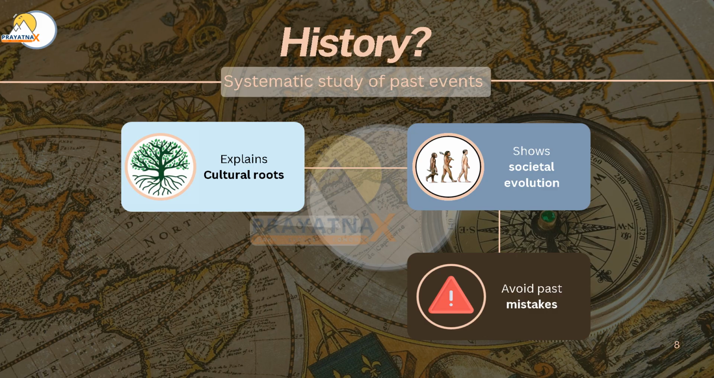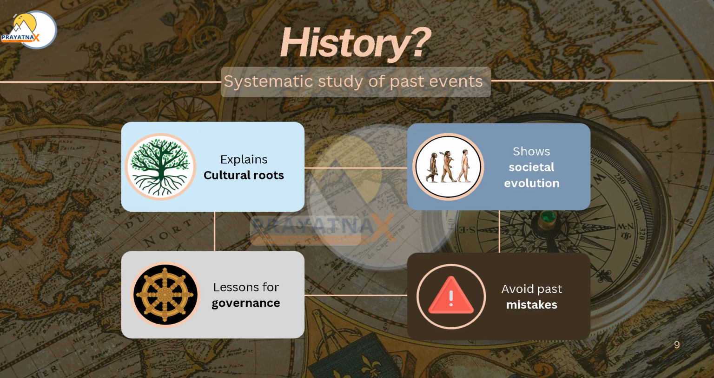Case in point being the Hiroshima Nagasaki incident. Then it helps us follow things which promote peace, harmony, and progress, such as evident in Ashoka's Dhamma, which basically promotes peace, harmony, and progress. With this, we can learn lessons for governance.